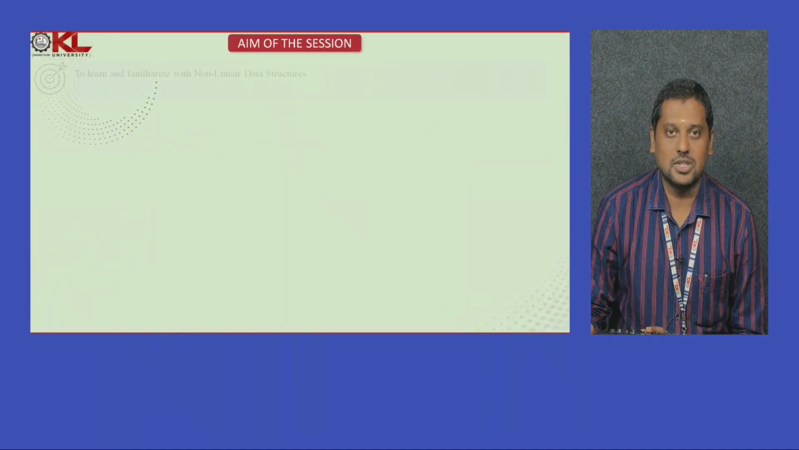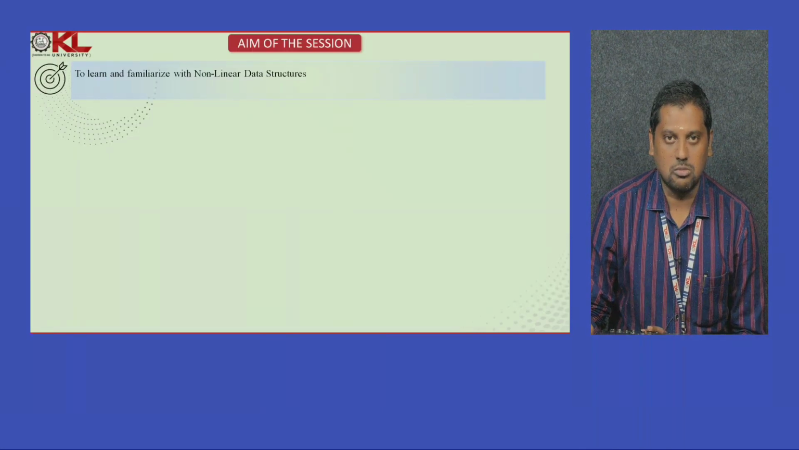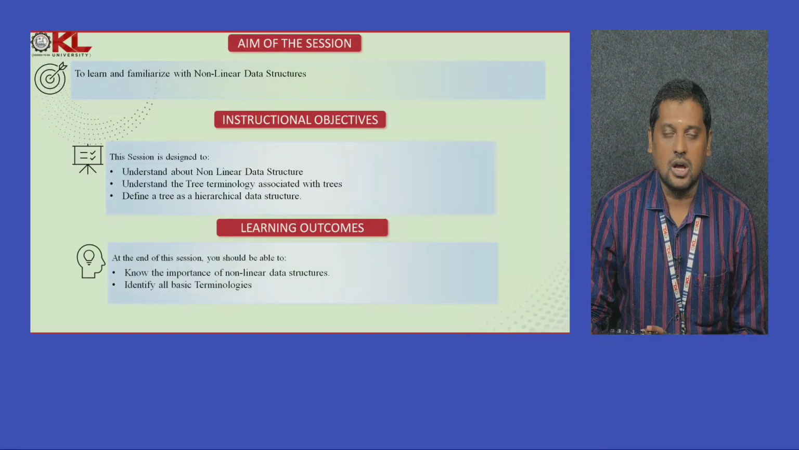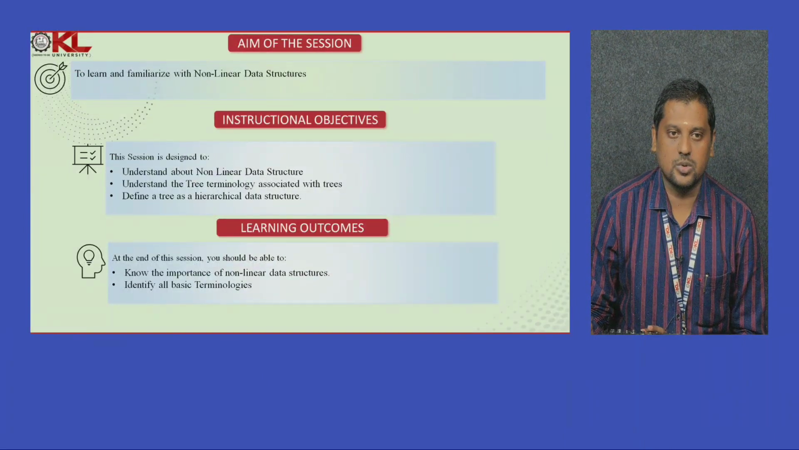Here, starting with the aim of the session. The aim of the session is to learn and familiarize with nonlinear data structure. What is the instructional objective? That is to understand about nonlinear data structure and also the tree terminologies associated with trees, and to define the tree as hierarchical data structure. And what is the learning outcome? That is to know the importance of nonlinear data structure and also to identify all basic terminologies.